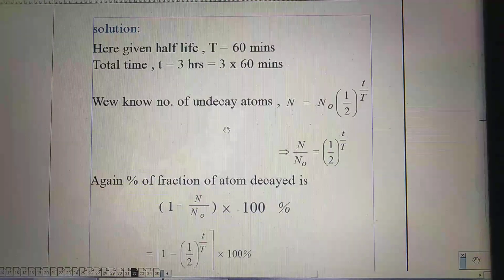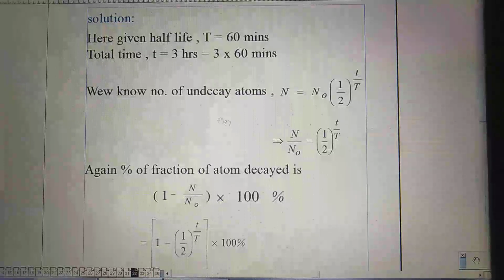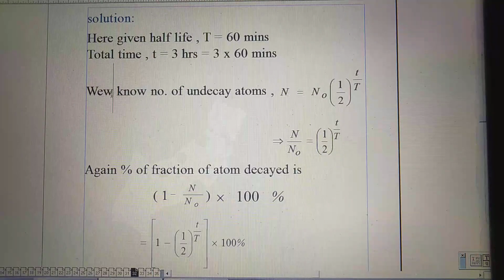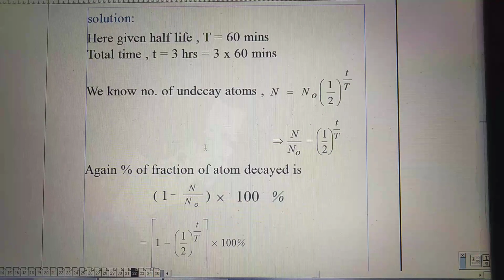Here given half-life capital T equals 60 minutes, total time small t equals 3 hours, which we convert into minutes, that is 3 into 60 minutes. For that we have to know the formula for the number of undecayed atoms. What is the formula? That is N equals N naught times (1 by 2) to the power t by T, where small t is the total time and capital T is the half-life. After simplifying, N by N naught equals half to the power t by T.